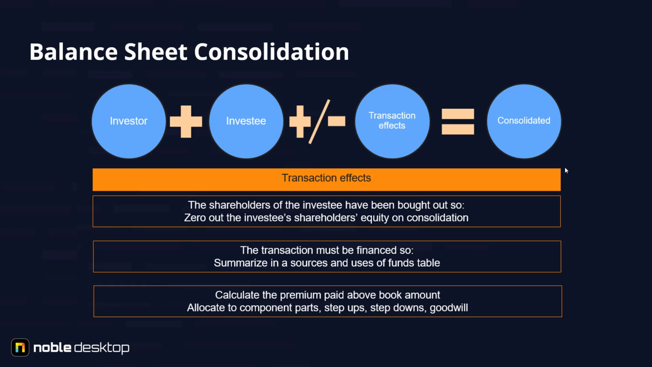Secondly, the transaction must be financed, so we need to summarize in the sources and uses of funds table. And then, last but not least, we need to calculate the premium paid above book amount and allocate component parts: step ups, step downs, and goodwill.